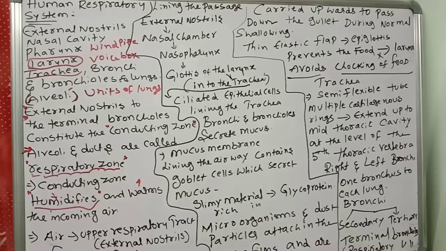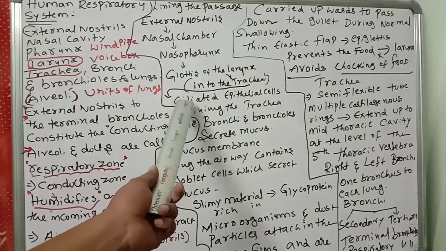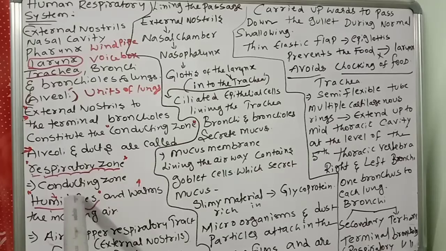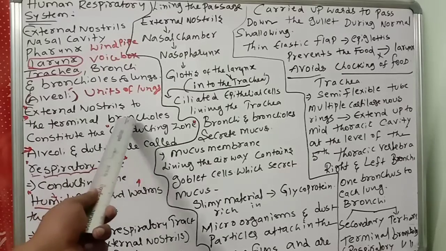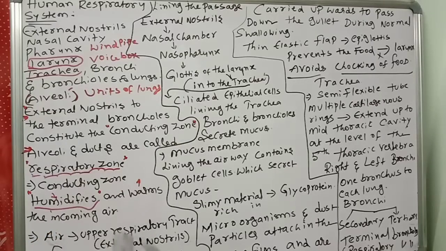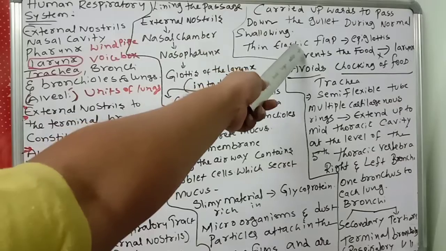The food pipe is the esophagus. Only air will go to the trachea. These points must be remembered. What are the neat bits? Goblet cells secrete mucus. Mucus consists of slimy material, consisting of glycoprotein. Which epithelium is present in the trachea? Ciliated epithelium. What is the conducting zone? From the external nostril to the terminal bronchioles. What is the respiratory zone? Alveoli and ducts are called the respiratory zone. So these are important neat bits.